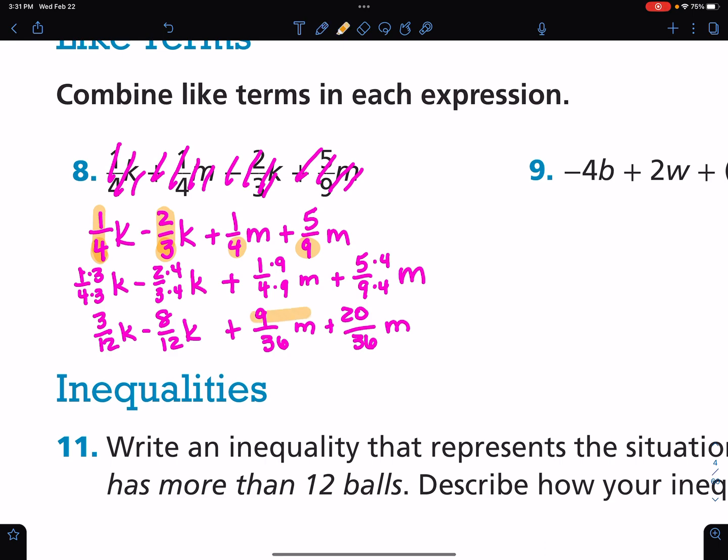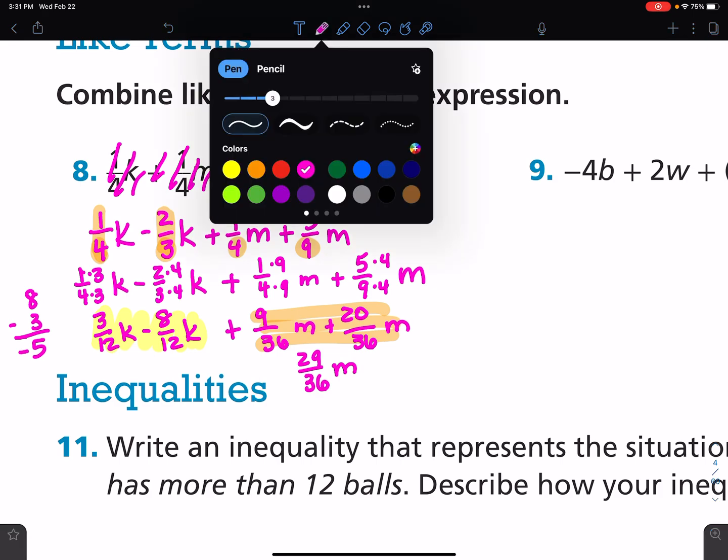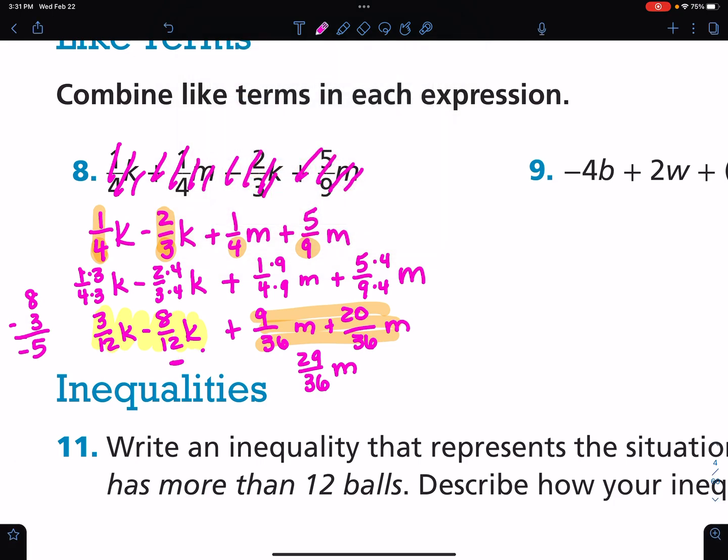This side is easy to combine because they are the same. They're both positives. So that's 29 over 36 m. But the side over here that I'm highlighting in yellow, notice one is positive and one is negative. So I have to go off to the side and subtract. 8 minus 3 is 5. And since the 8 is bigger than the 3, my winning team is negative. So that's negative 5/12 k.